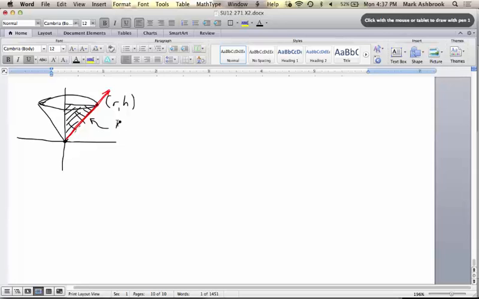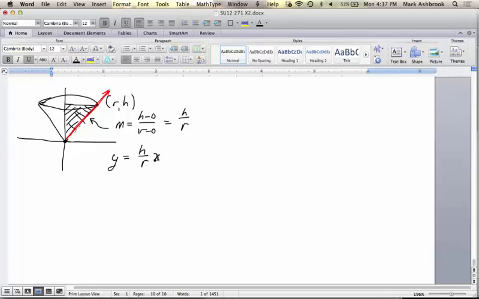Okay, so the slope is? R minus 0 over h minus 0. Try again: h minus 0 over r minus 0. Okay, so h over r is the slope of that line. The y-intercept is 0, so the equation is? Okay, and so we're going to rotate that about the y-axis.